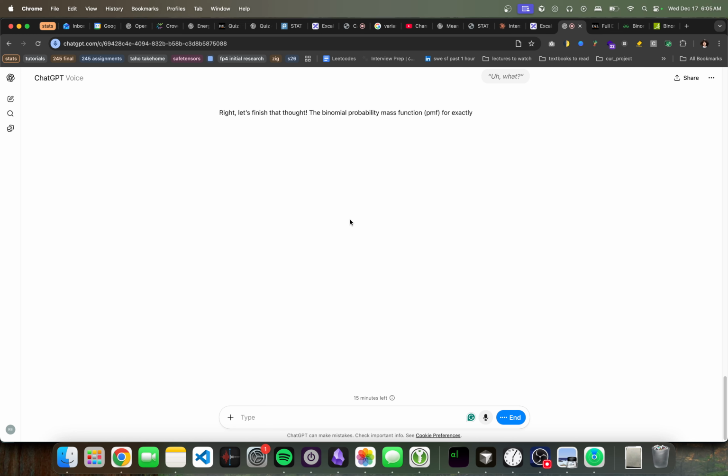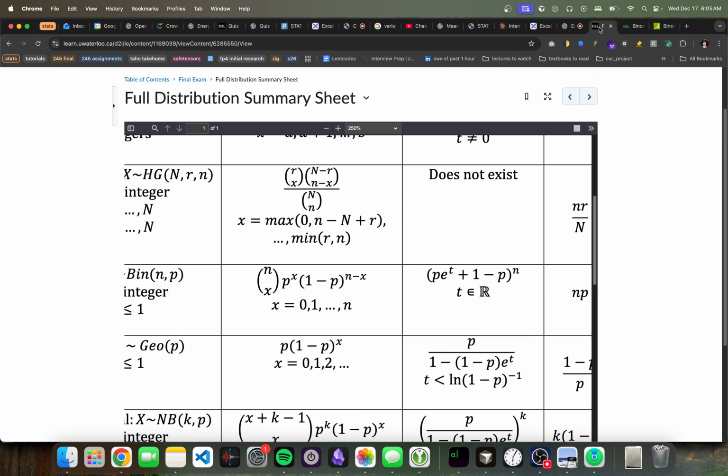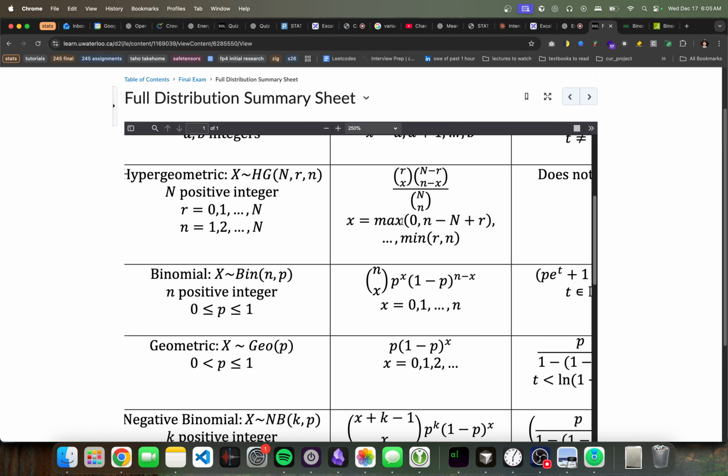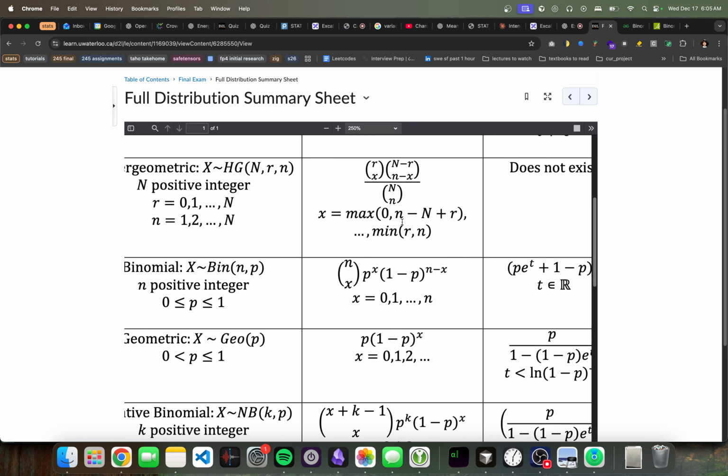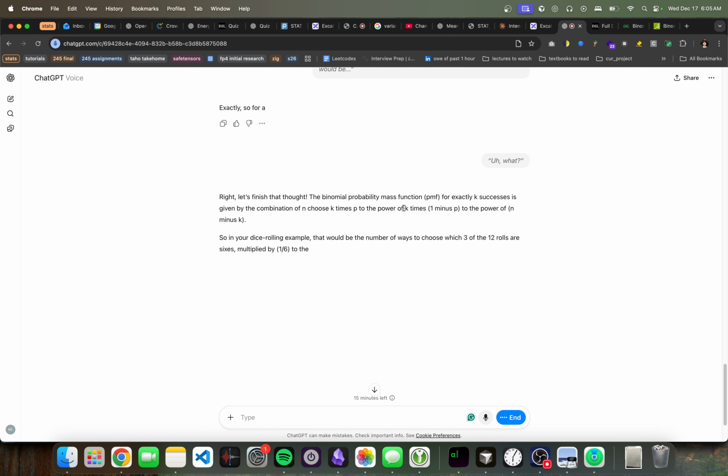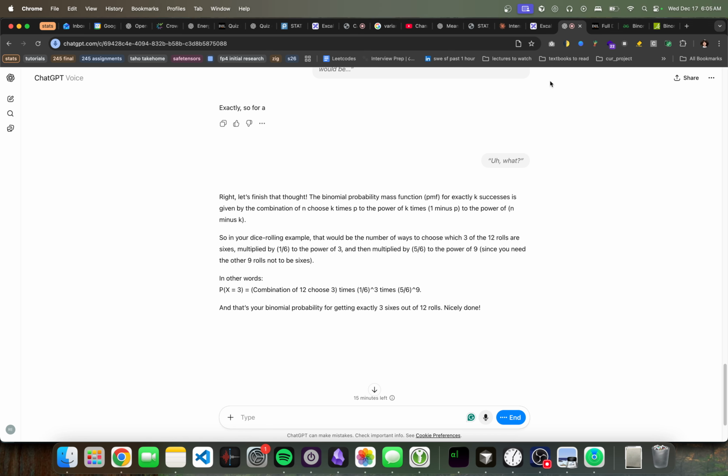Right. Let's finish that thought. The binomial probability mass function, PMF, for exactly k successes is given by n choose k times p to the power of k times (1 minus p) to the power of n minus k. So in your dice rolling example, that would be the number of ways to choose which 3 of the 12 rolls are 6s, multiplied by (1/6) to the power of 3, and then multiplied by (5/6) to the power of 9, since you need the other 9 rolls not to be 6s. In other words, P(X = 3) is 12 choose 3 times (1/6) cubed times (5/6) to the ninth. And that's your binomial probability for getting exactly 3 sixes out of 12 rolls. Nicely done.